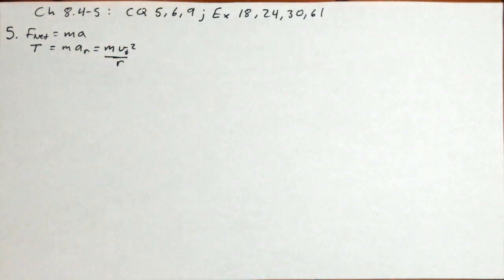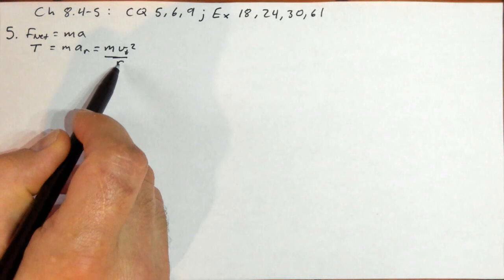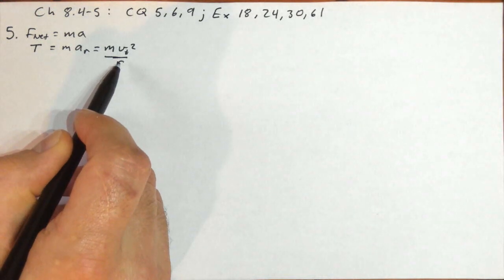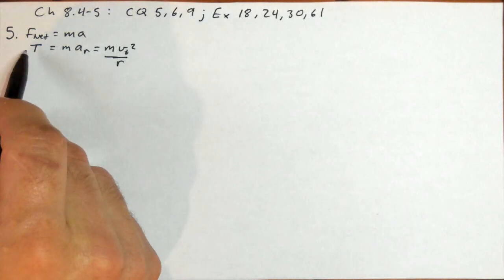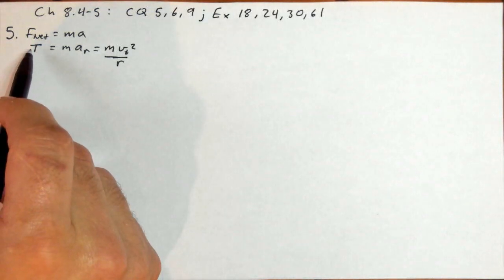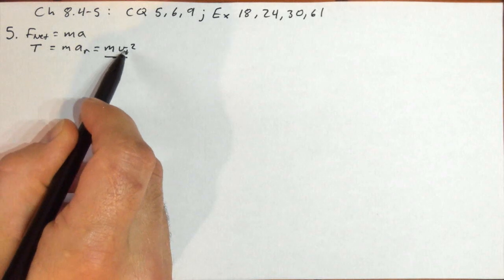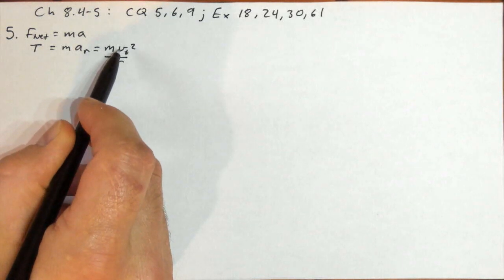Okay, so if the tangential speed is the same in the two cases, then how do the tensions relate? So since tension is inversely related to the radius of the circle, that means the circle with the larger radius has a smaller tension. Okay, so that's assuming that the tangential speed is the same.